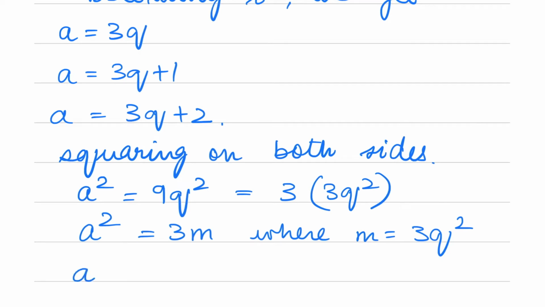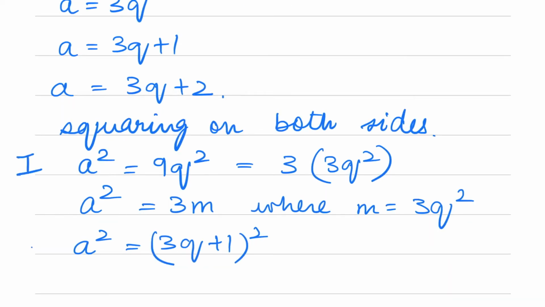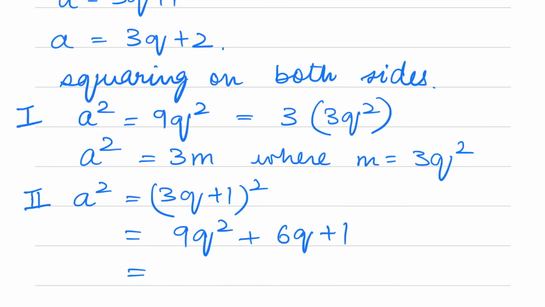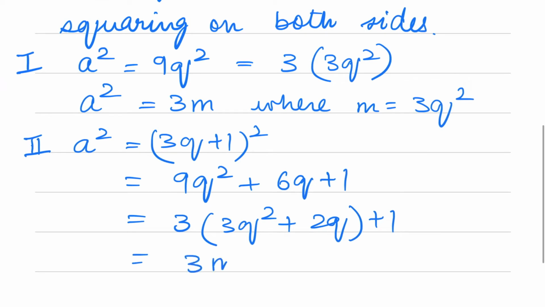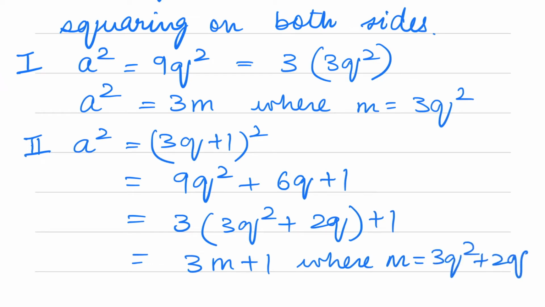Now in the second case, a square is equal to 3q plus 1 whole square. So this is the first case. Now this is the second case. This I can write as 9q square plus 6q plus 1. I can take 3 common in the first two terms. So I get 3 into 3q square plus 2q, plus 1. Now this I can write as 3m plus 1, where m is equal to 3q square plus 2q.